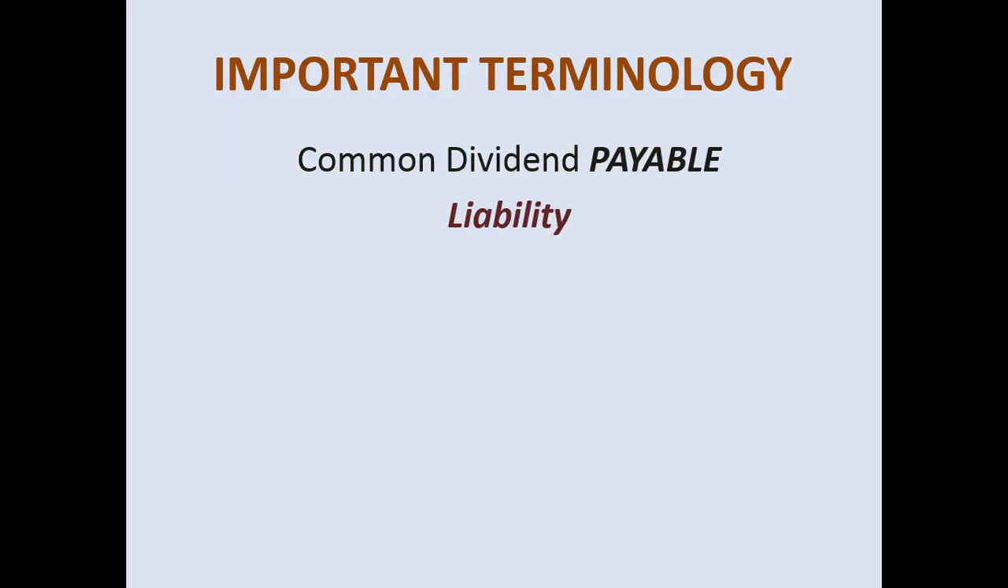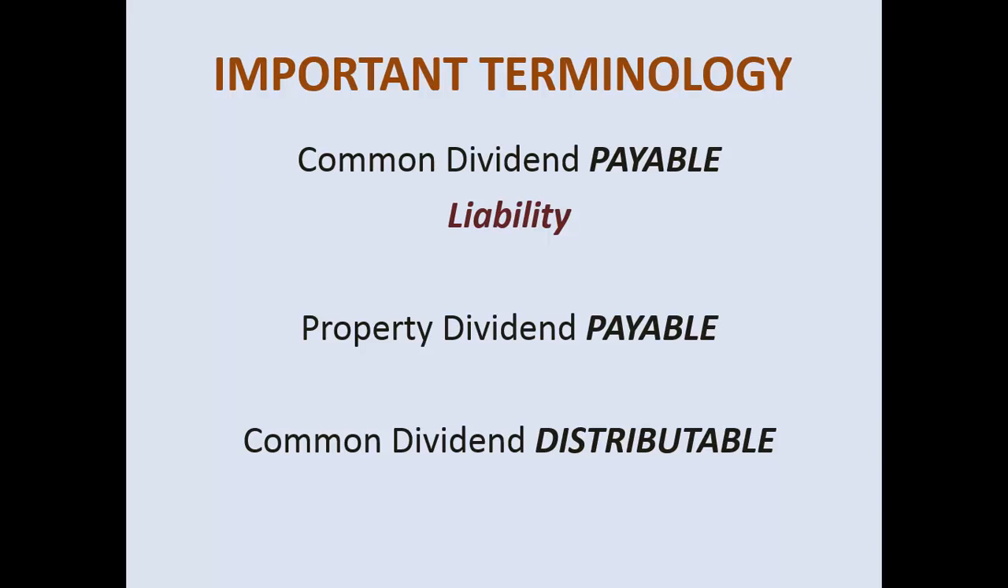A little important terminology: the common dividend payable, cash liability, or a cash payable dividend is a liability. Property dividend payable is also a liability, but a common dividend distributable, a stock dividend, is not a liability. It's just a different classification of equity because nothing ever is distributed outside the company. It's merely a reassignment of equity.